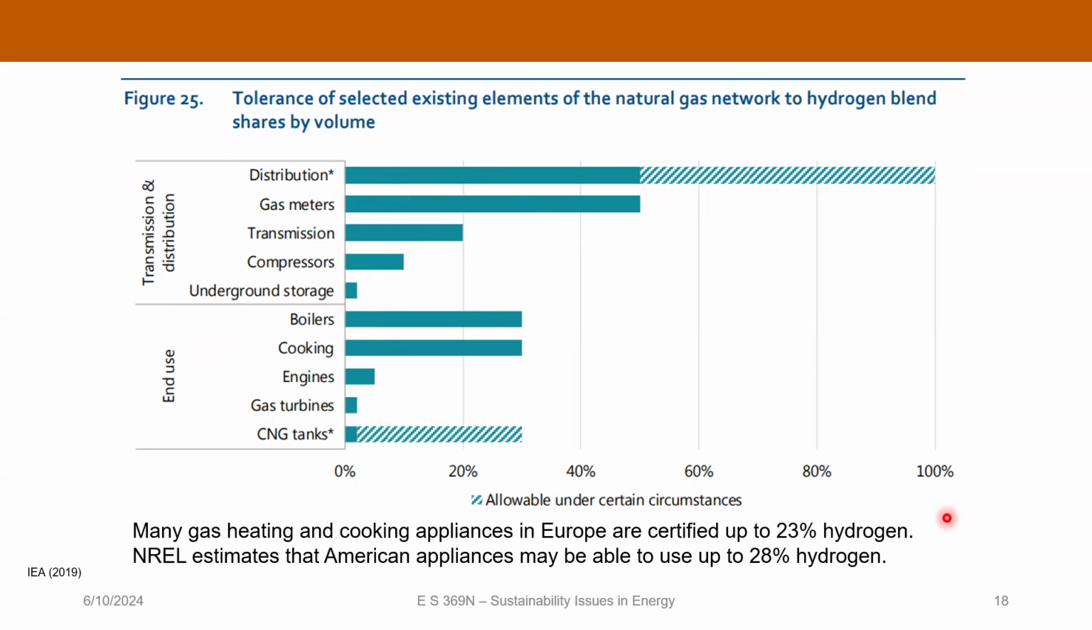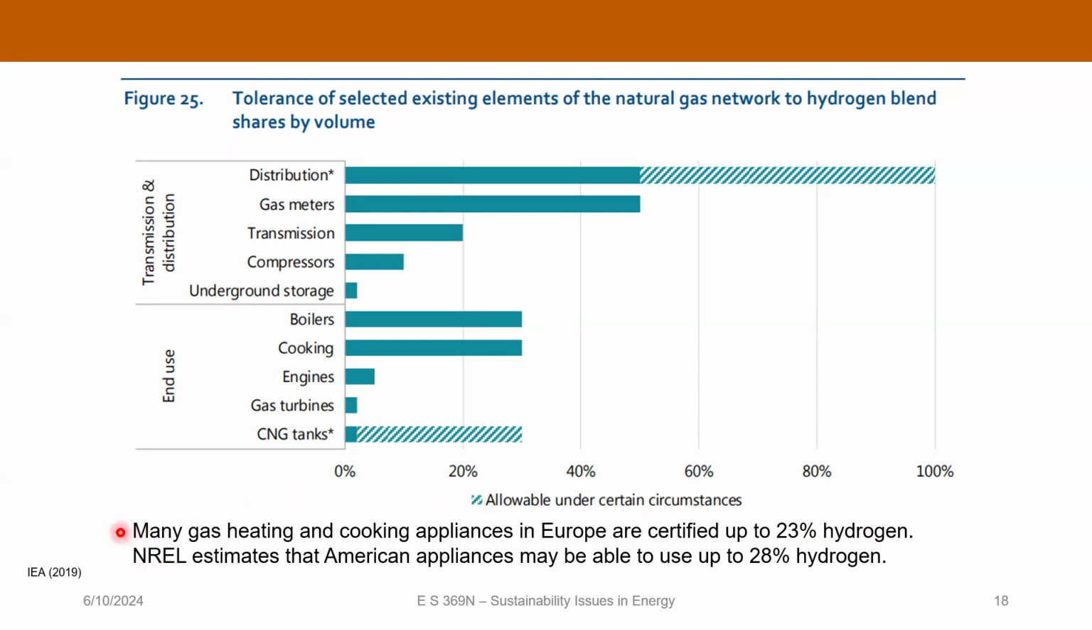In Europe, a lot of their heaters and cooking appliances are certified up to 23% hydrogen. And this has somewhat of a historical basis because of the use of town gas that goes back hundreds of years in some cases. And the town gas in a lot of parts of Europe would be some kind of mixture of natural gas and hydrogen and carbon dioxide. So you're combusting this kind of mishmash of gases to begin with.